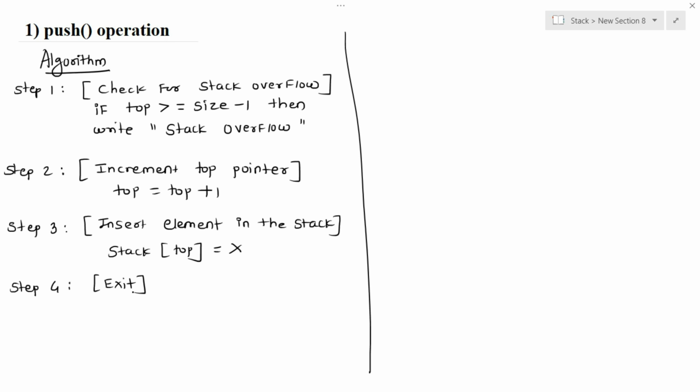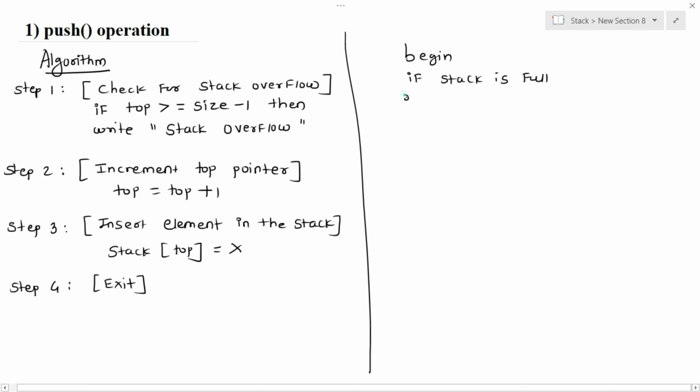So you can write down the algorithm like this, or let's see another way of writing the algorithm. So here I am going to write down the algorithm for the push operation, but in a different way. So here first let's start from begin, and first we have to check if the stack is full or not. That means we have to check the overflow condition. So here write down an if statement. If stack is full, then return. That means end the program here. We are not able to insert an element into the stack because the stack is already full.